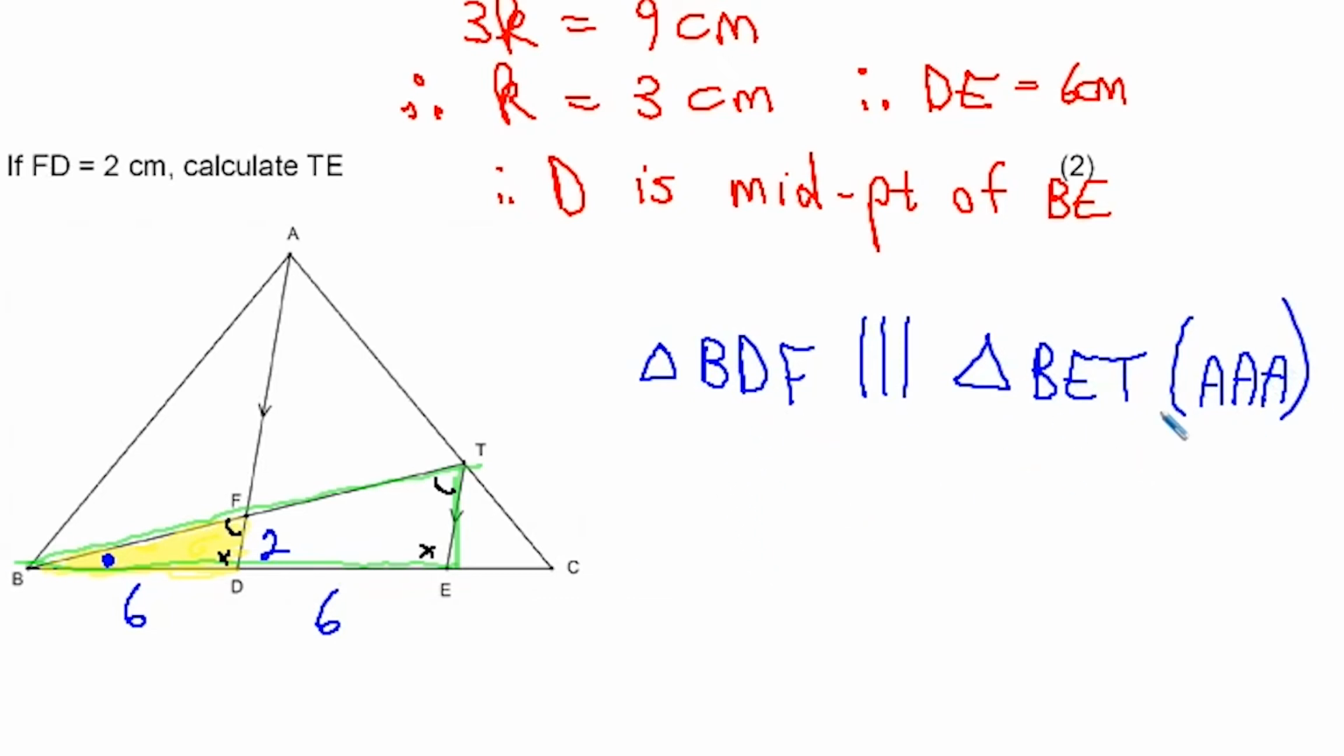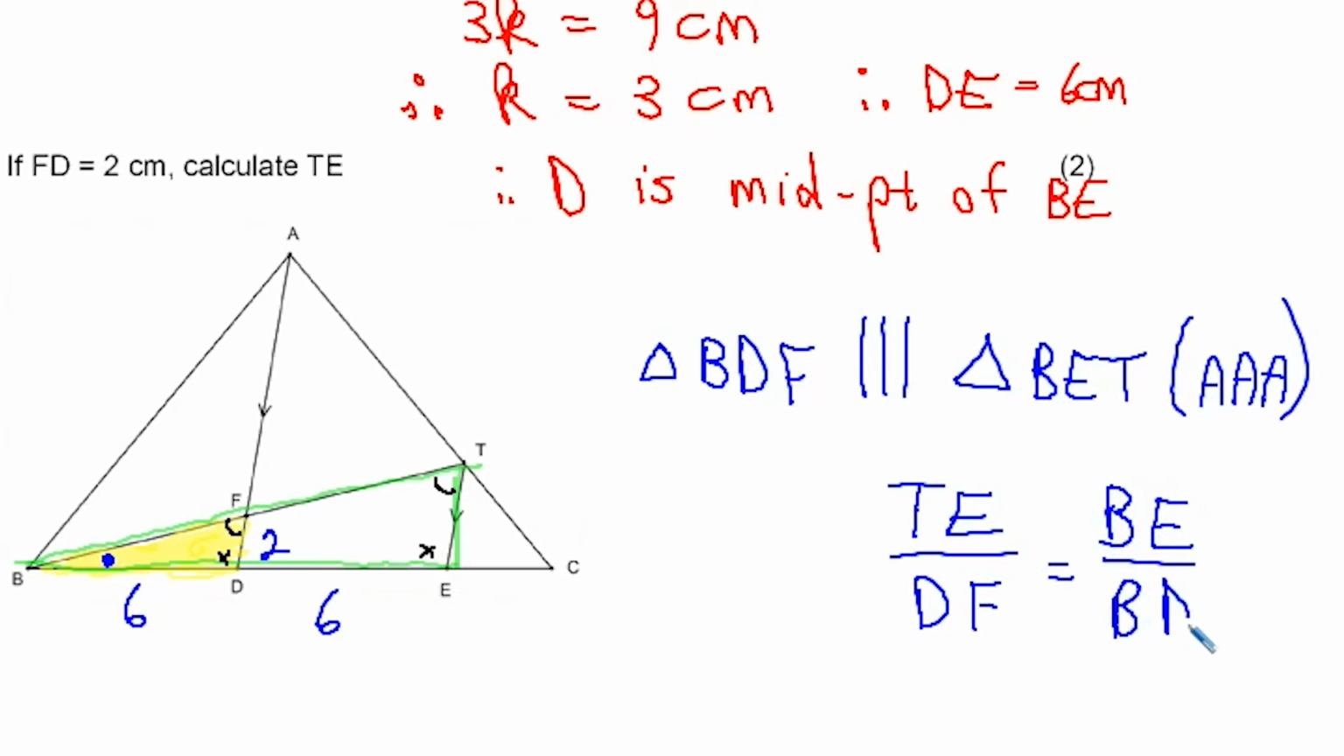Now because of that, we can pull out some ratios. I'm interested in the length of TE. So if I take TE out of the second triangle, I must take DF out of this one. Now I want to take another length, hopefully one which I know, and I do in fact know BE. So if I take BE, then I must take BD. The reason I can do this is because I've got similar triangles.